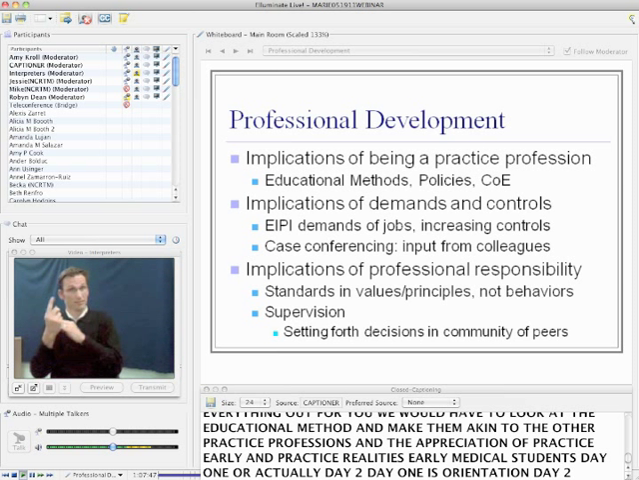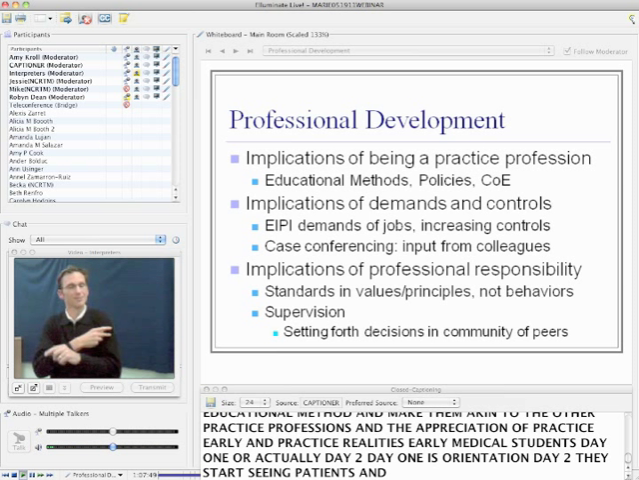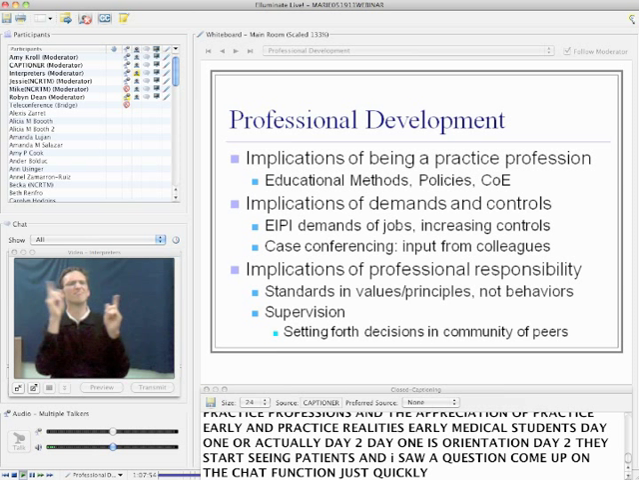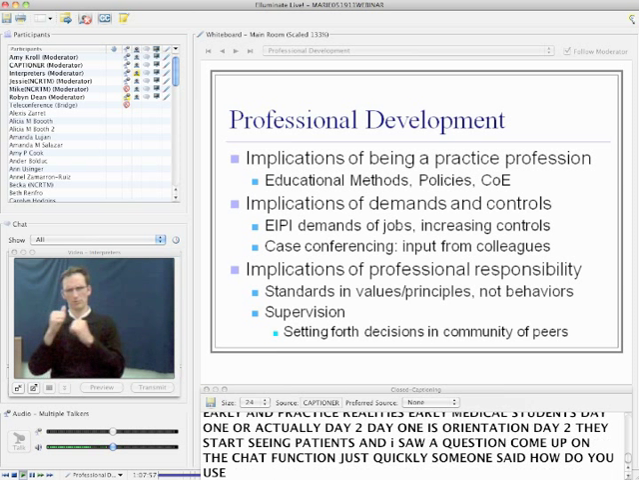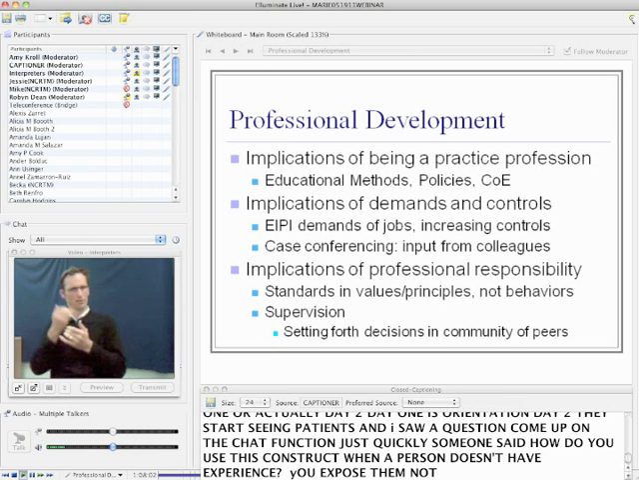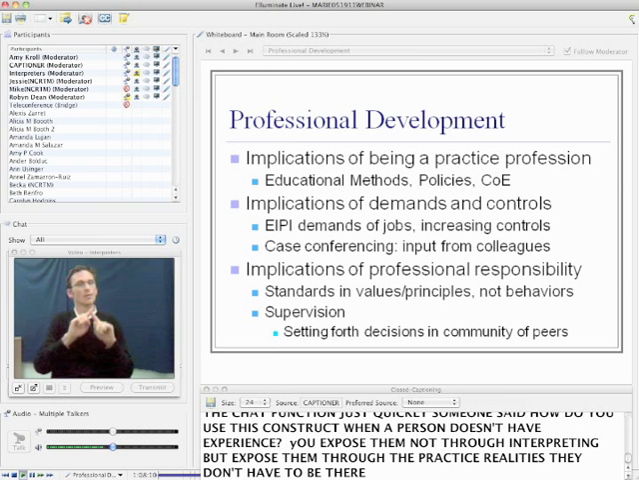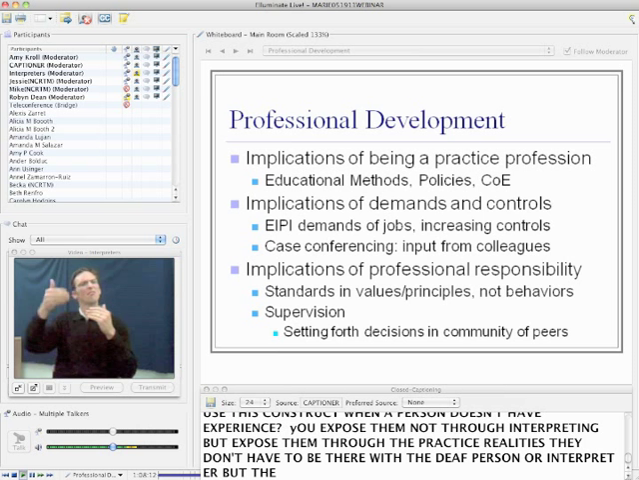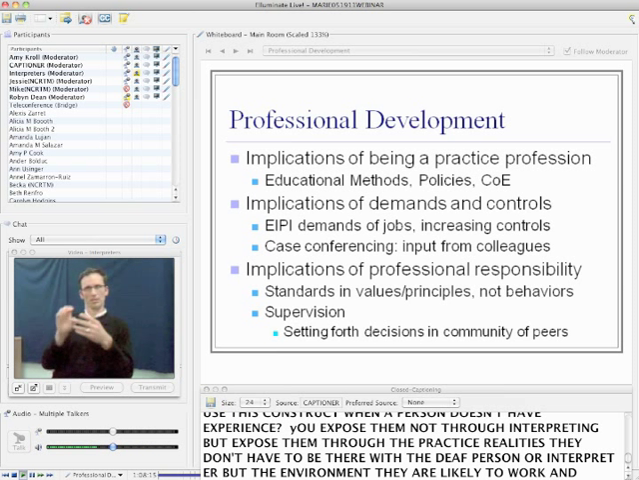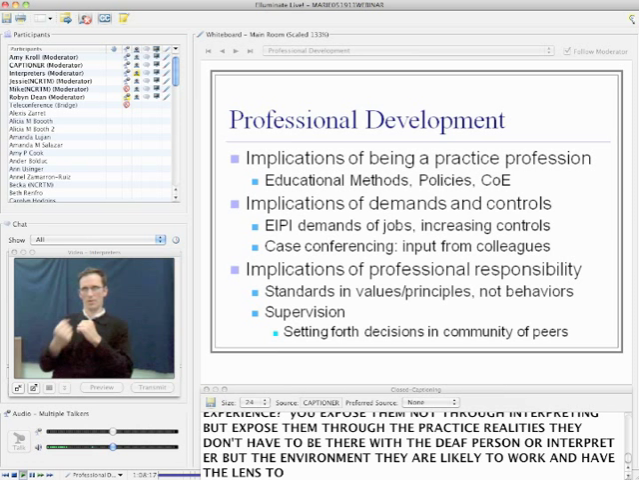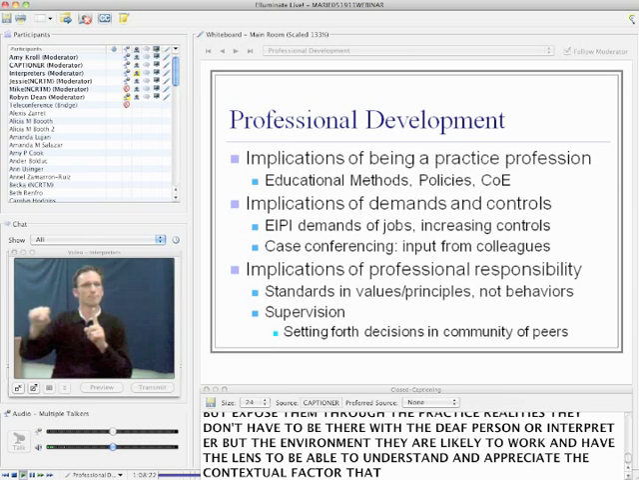And I saw a question come up on the chat function, which I hope we can talk more about, but just quickly somebody said, how do you use this construct when a person doesn't have experience? You expose them, not through interpreting, but you expose them to the practice realities. They don't have to be there with an interpreter. They don't even have to be there with a deaf person. They can just be in environments that they're likely to work and have the lens of EIPI to be able to understand and appreciate the contextual factors that they will one day be working in. And I can refer people to other articles we've written on that topic.